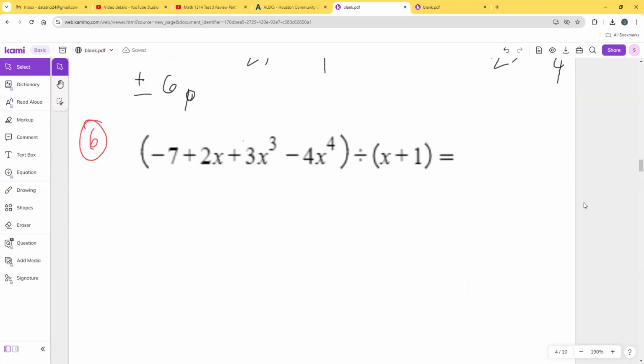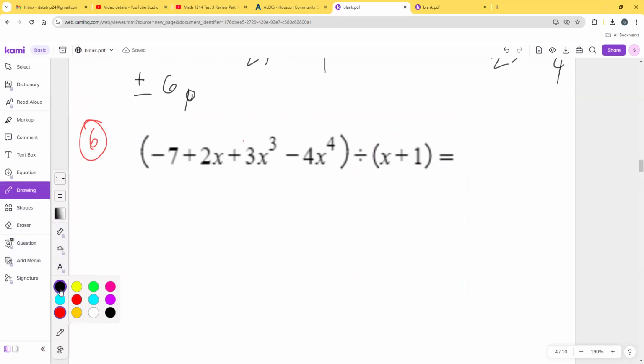Okay, so we want to divide -7 plus 2x plus 3x cubed minus 4x to the 4th power, and we want to divide this by x plus 1. What is wrong about this question? Yes, for synthetic division, first, we have to put this in correct form. Which one needs to go first? -4x to the 4th needs to go first.